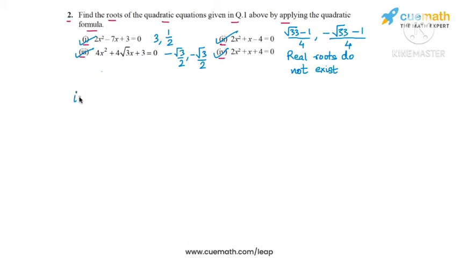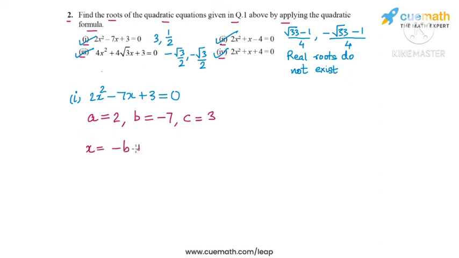So let's do that. Let's start with part 1. So in part 1 the equation is 2x square minus 7x plus 3 equal to 0. And let's first write the coefficients of this equation. So a, the coefficient of x square, is equal to 2, b, the coefficient of x is equal to minus 7, and c, the constant term, is equal to 3. Now we can apply the quadratic formula. So we can say that x is equal to minus b plus minus root b square minus 4ac by 2a. So this is the quadratic formula.